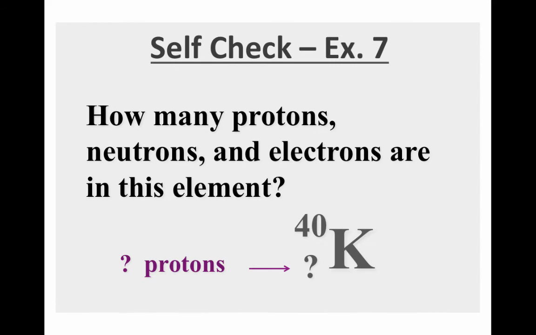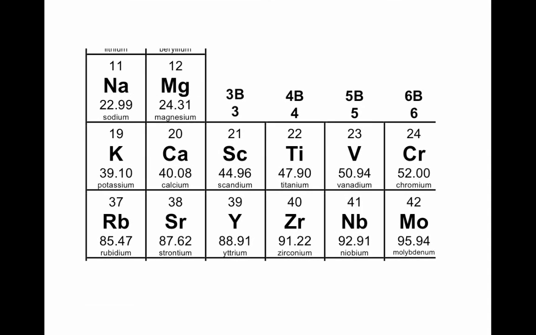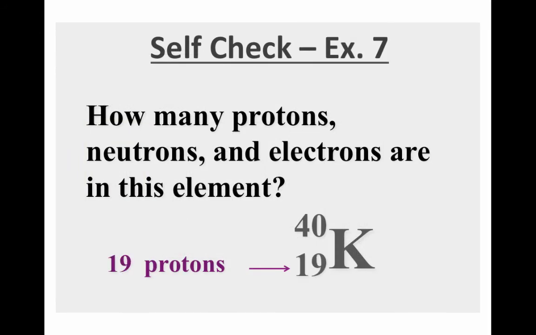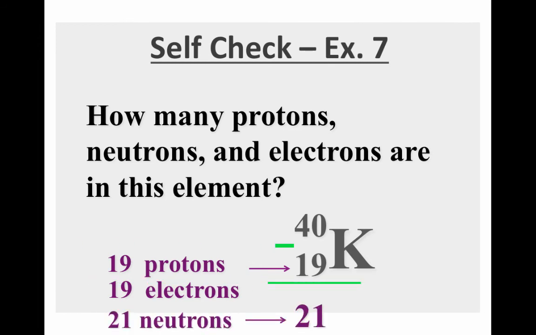So how do we find the number of protons? We get out our periodic table. We look up symbol K on the left side of the periodic table. We find the atomic number at the top, which is 19, and we fill that into our little symbol here. Now there's 19 protons, which means there's 19 electrons, and a little math tells us 21 neutrons. Aren't these fun?